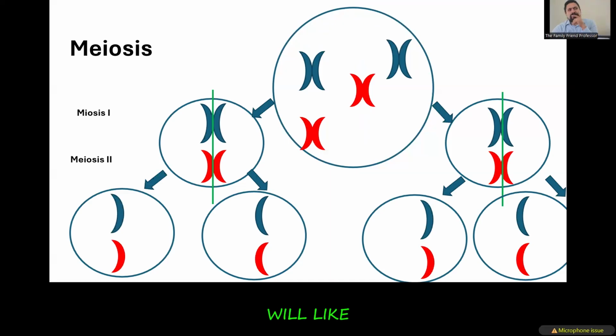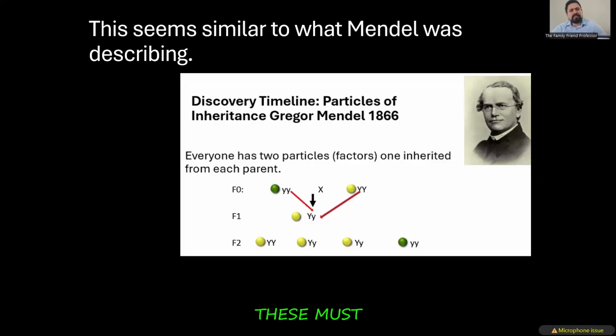So scientists were like, okay, each cell has 2 factors and it's passing 1 factor to the progeny. So they said, well, this sounds like what Mendel was talking about, right? So these must be the alleles or the factors of inheritance. They said these must be Mendel's factors, like each parent has 2 copies and they pass 1 copy to their offspring. So these chromosomes must be Mendel's factors.